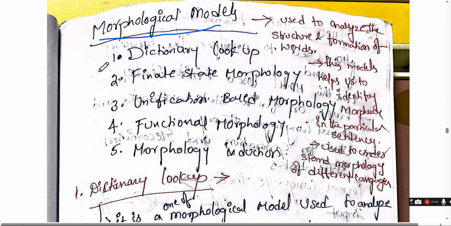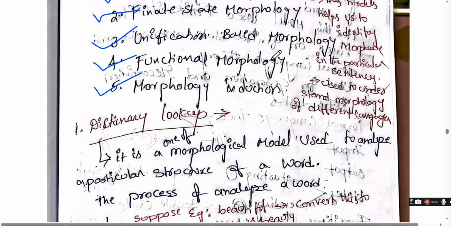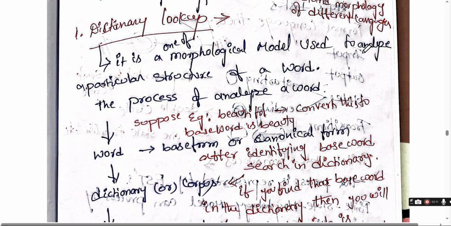Here the morphological models are dictionary lookup, finite state morphology, unification based morphology, functional morphology, and morphology induction. So these are the 5 morphological models we will use to analyze the structure and formation of words. Now we will go for the dictionary lookup. Dictionary means everyone will remember that in childhood days, like in 10th class, everyone used the dictionary for understanding words. So the same concept we will use here also.